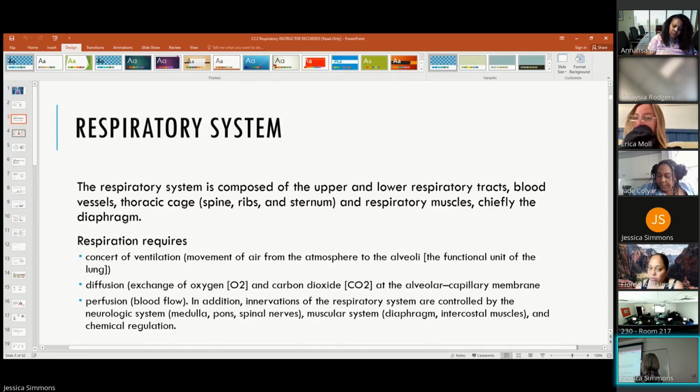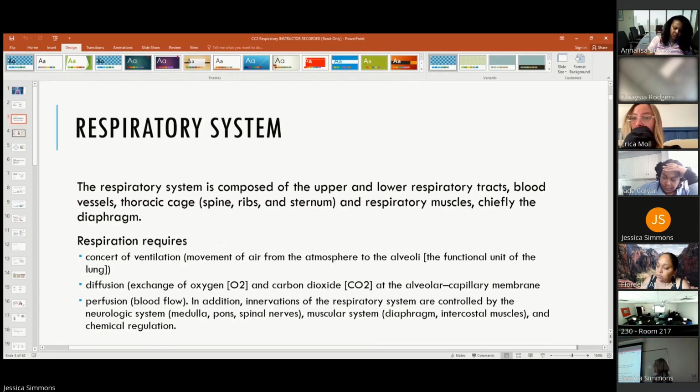Respiration requires ventilation, which is the movement of air from the atmosphere to the alveoli. The alveoli is where gas exchange occurs. Okay, so we need to think back to our anatomy and physiology days. We see those little alveoli bubbles at the end of the bronchioles, which is where our gas exchange occurs. So diffusion, which is exchange of the oxygen and carbon dioxide at the alveolar capillary membrane. Okay. Perfusion is blood flow.